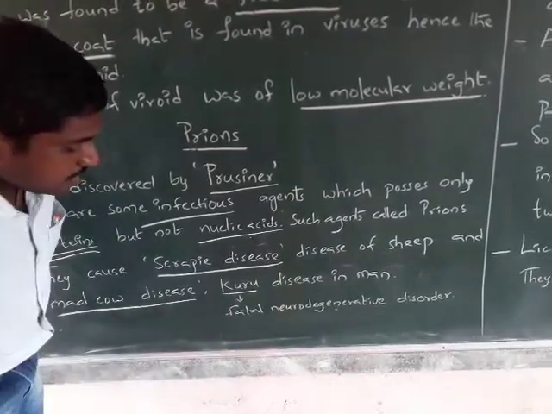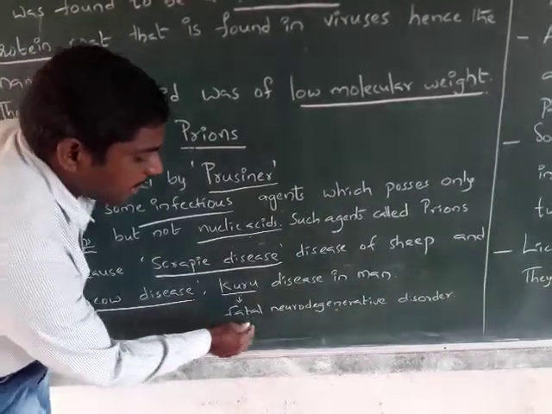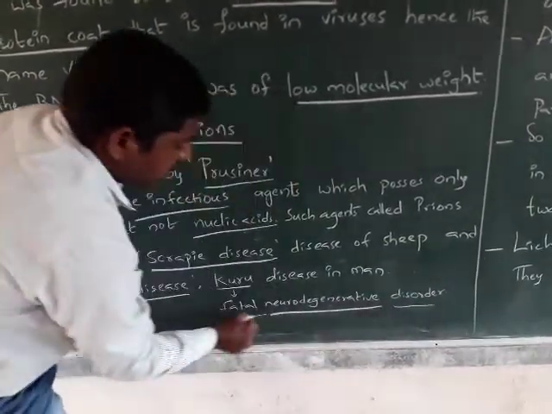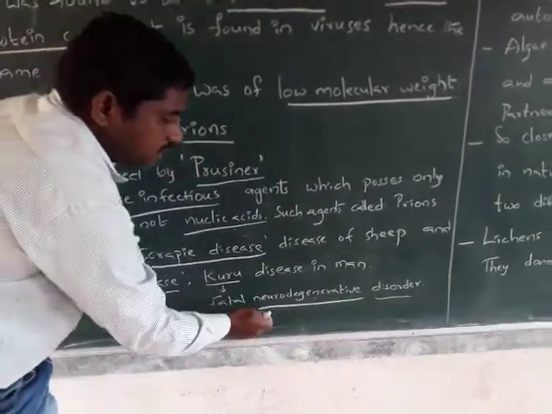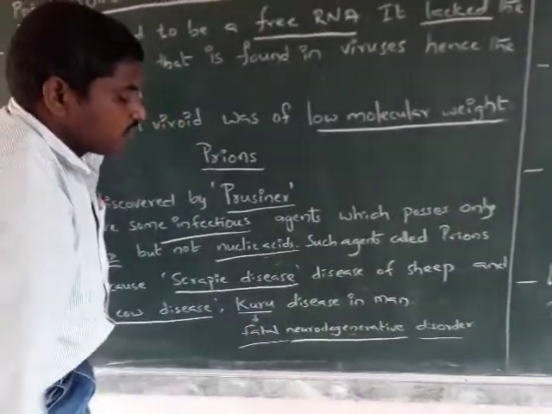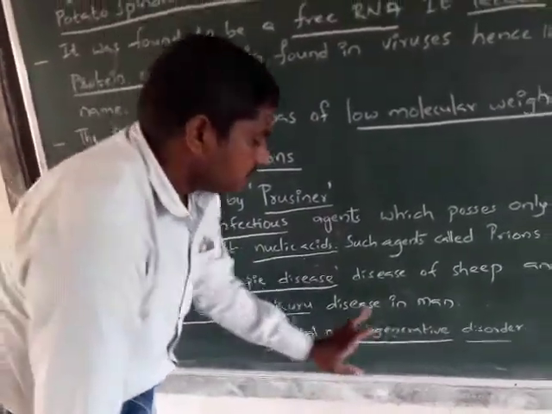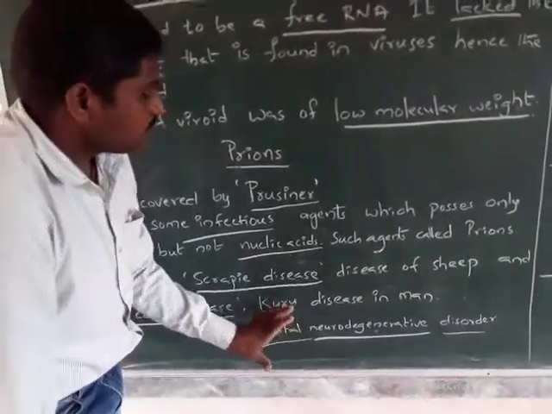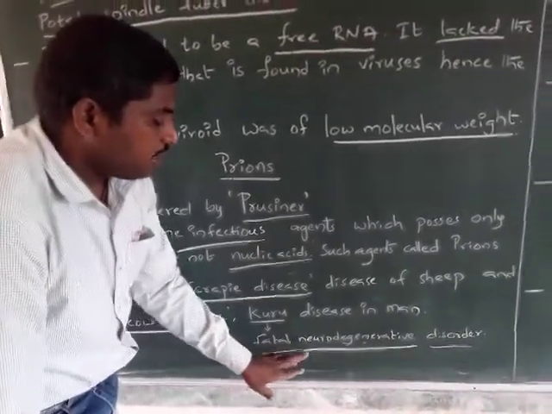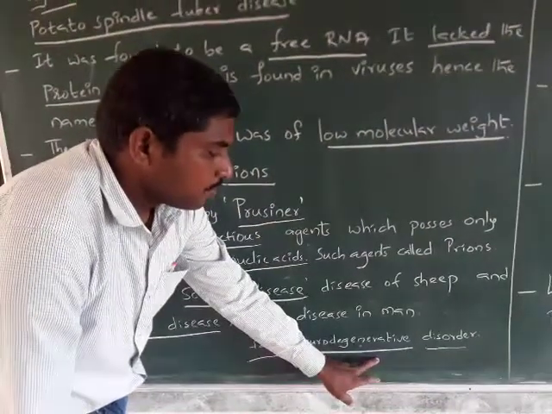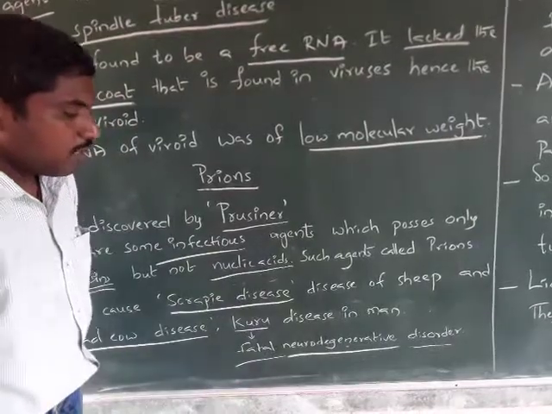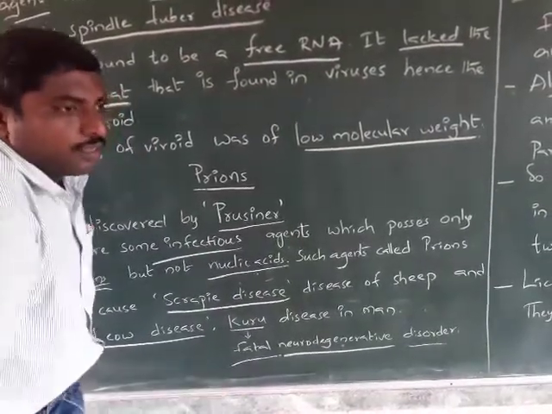Kuru disease is a fatal neurodegenerative disorder. It is an incurable disease caused by the prions, which occurs in farming people of New Guinea.